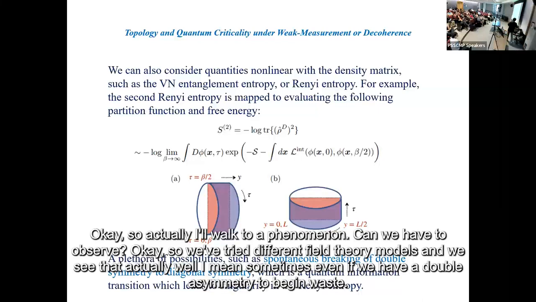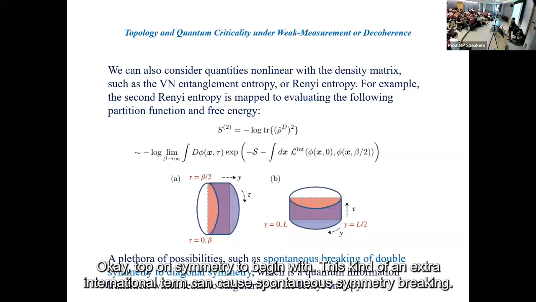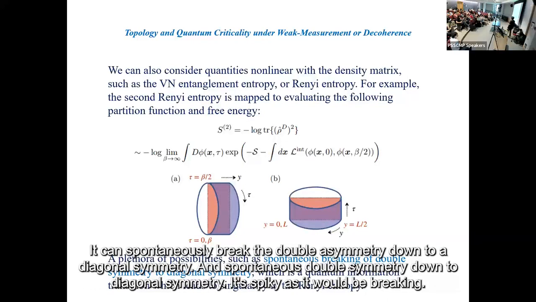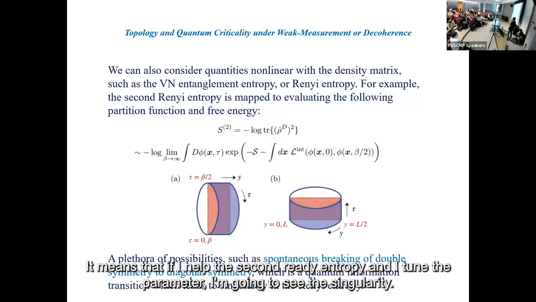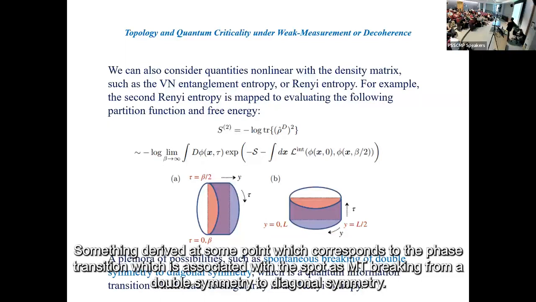So what phenomena can we observe? We've tried different field theory models and we see that sometimes, even if we have a double symmetry to begin with, this kind of extra interaction term can cause spontaneous symmetry breaking. You can spontaneously break the double symmetry down to a diagonal symmetry. But this spontaneous symmetry breaking is somehow hidden in the second Rényi entropy. It means that if I calculate the second Rényi entropy and tune the parameter, I'm going to see some singularity at some point, which corresponds to the phase transition associated with the spontaneous symmetry breaking from a double symmetry to diagonal symmetry.